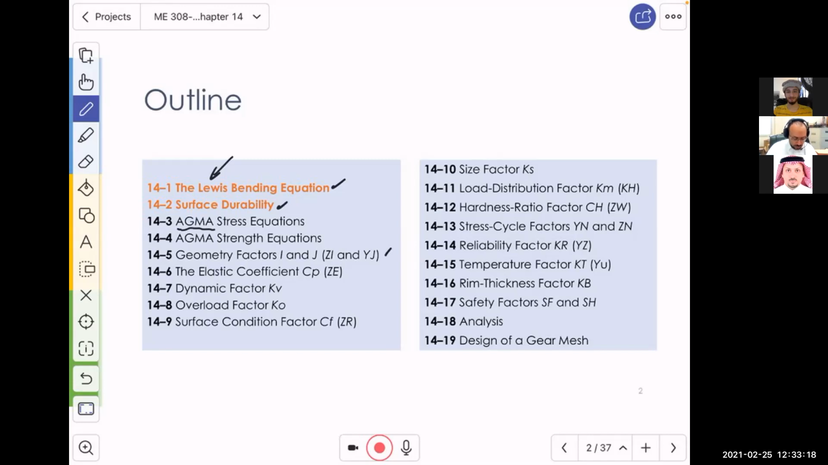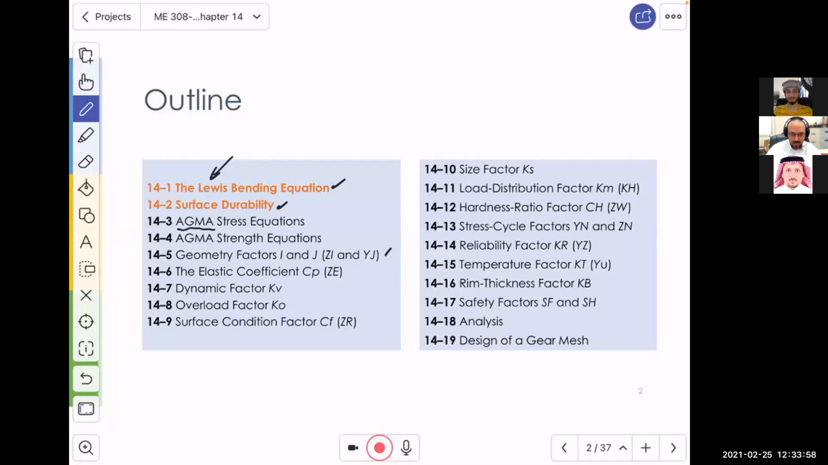A geometry factor, elastic coefficient, dynamic factor, overload factor, surface condition factor, size factor, distribution factor, hardness factor, cycle factor, reliability factor. What does it remind you of? Anyone? This is from the chapter on stresses on shafts and stuff from 307. It's actually the Marin equation. Yeah, you know, the Marin factors, which is a very important analogy.